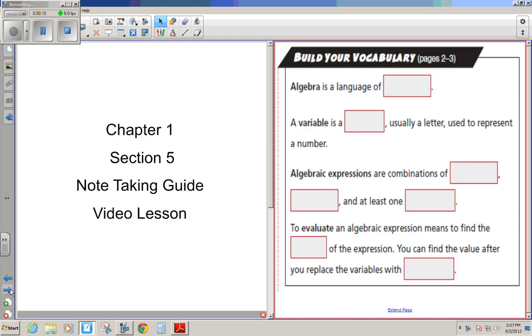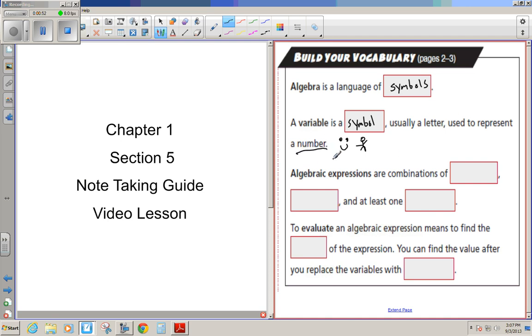To begin, we're going to build your vocabulary and start talking about the fact that algebra is the language of symbols. A variable is a symbol, usually a letter, used to represent a number. Now, a symbol could be anything. You technically could use a happy face or a stick figure or anything you wanted that's a symbol to represent a number.